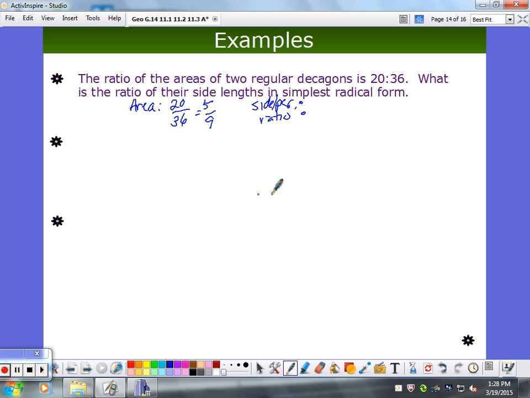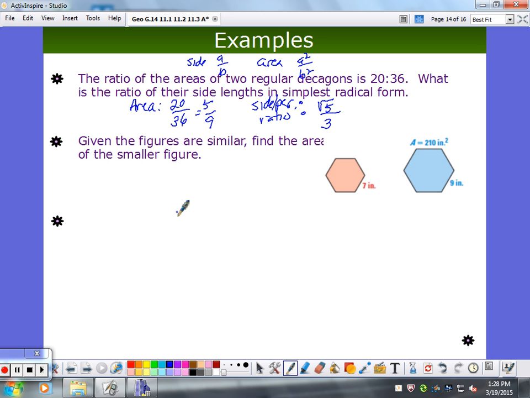Christian? Yeah, right, because if you know the size, we'll just write the little rule again until it's in our brains here. So if you know the side and you're going to area, you square it. But if I know the area and I'm going to sides, I take the square root. So it's the square root of 5 over the square root of 9, and the square root of 9 is 3. So the side ratios are the square root of 5 to 3. Let's find what that actually is to find the value.